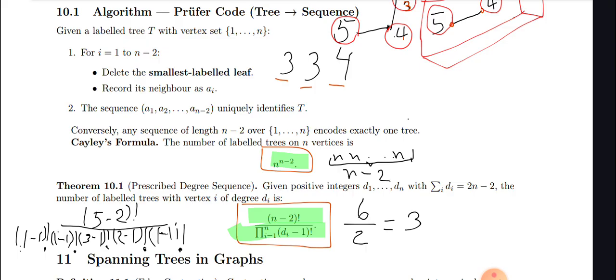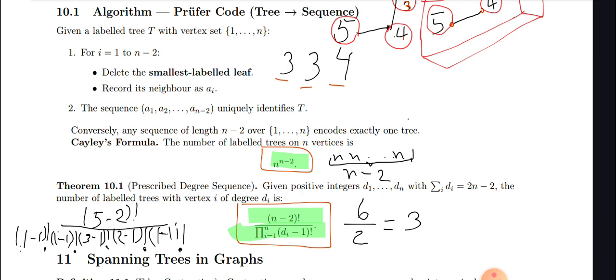Exactly. And since we know the total length of the sequence is n-2, and we know exactly how many times each label must appear, the problem just reduces to calculating the number of unique permutations of that sequence. And that's precisely what the multinomial coefficient does. So the formula is a direct consequence of how the Prüfer algorithm works. That's fantastic. It is. We've mastered counting trees themselves.